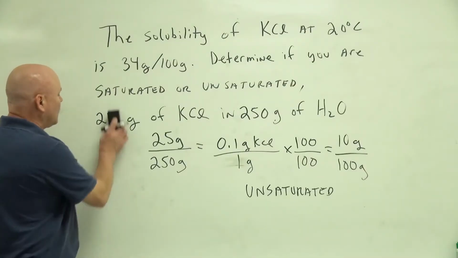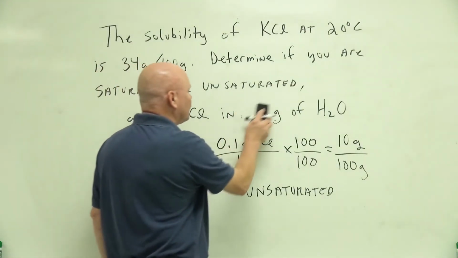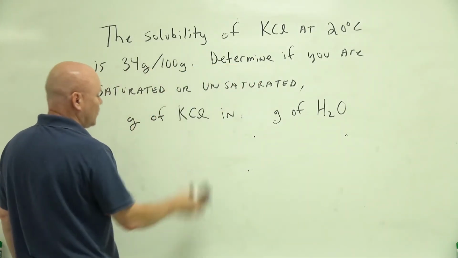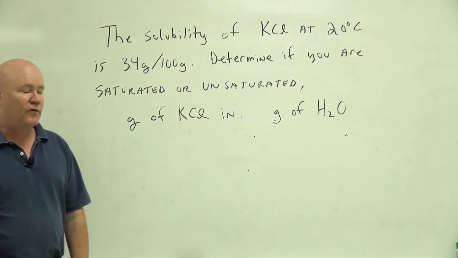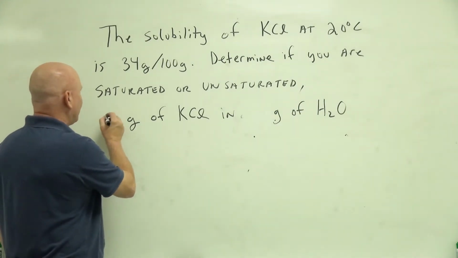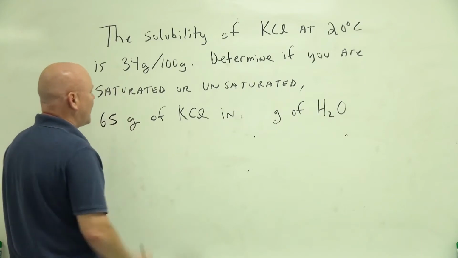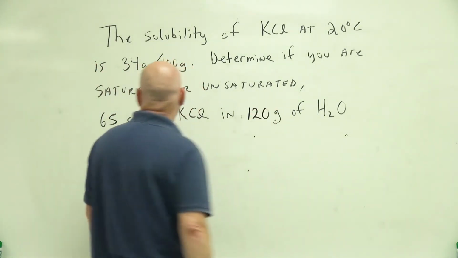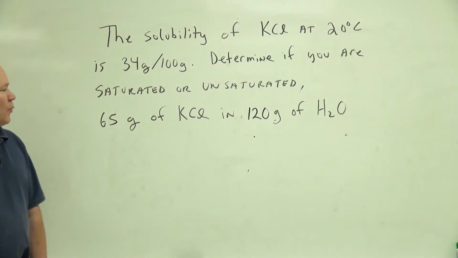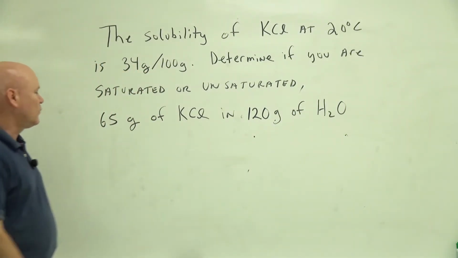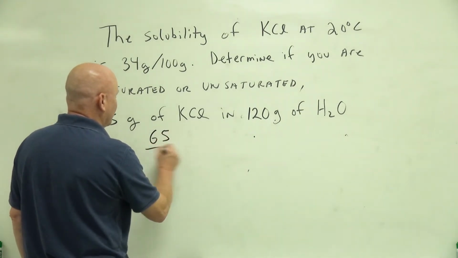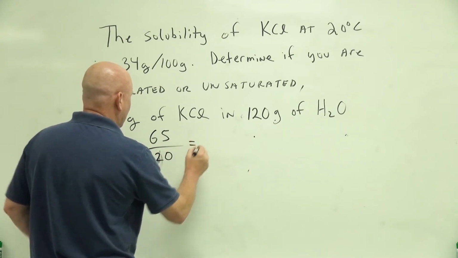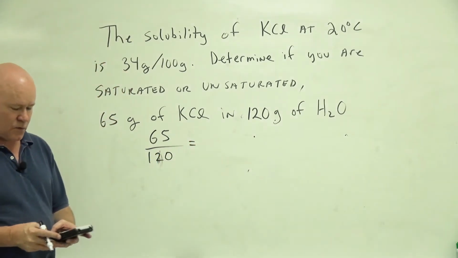Let's try one more. Let's see if we can get a saturated solution. I'm going to leave this up. We're still using the solubility of KCl, and keep in mind, the solubility is different for everything. So what if I had 65 grams in 120 grams of water? Well, we do the same thing: 65 over 120, that would be 65 divided by 120.